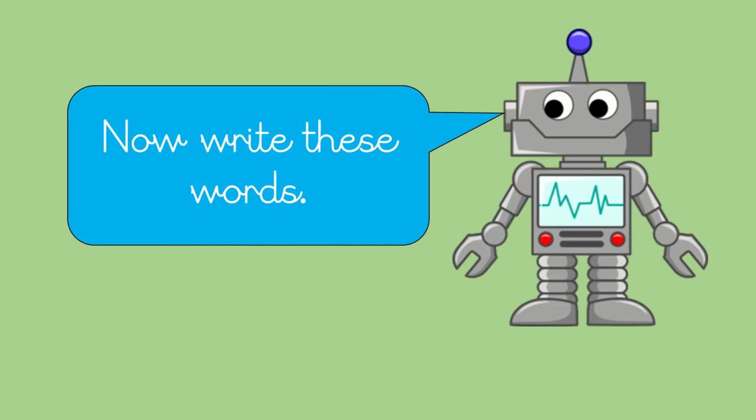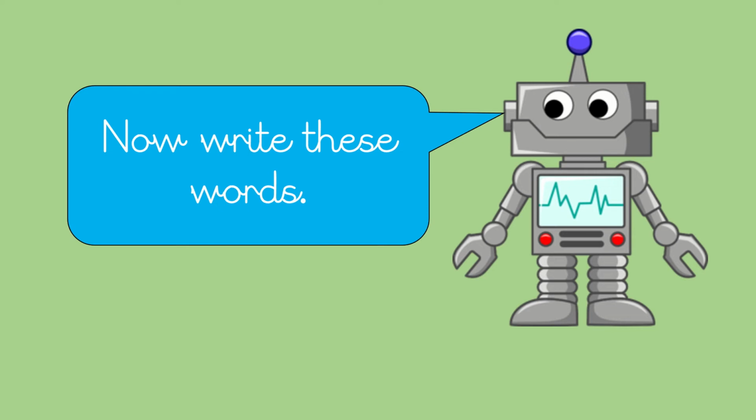Now write these words. I'm going to give you 5 words again, just like yesterday, and they have all got different ways of writing A. Have a go, and we'll have a look at them at the end. So pause the video after each one if you need to. Number 1 is weight. Number 2 is able. Number 3 is tray. Number 4 is bake. And number 5 is great.